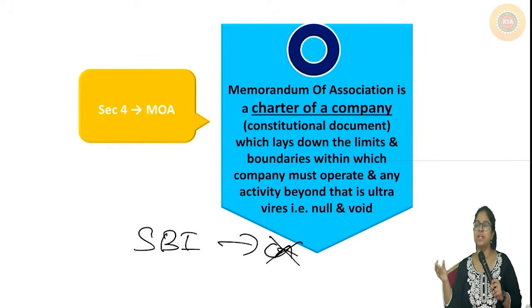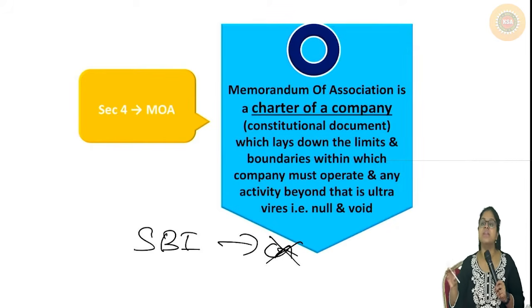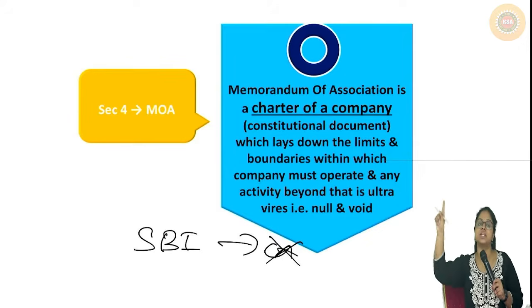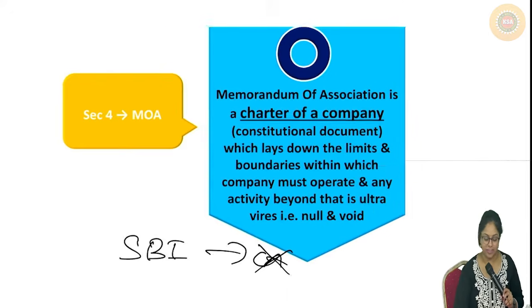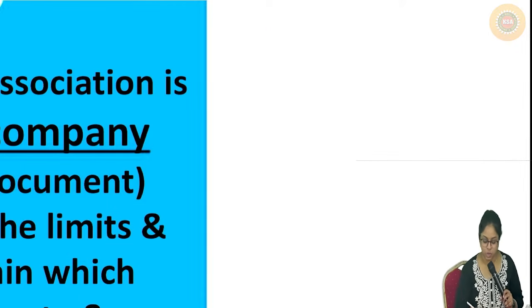Ultra vires is nothing but you are doing some activity which is not given in the memorandum. If you do such activity, is it valid or is it void? It is void. Now, what do you mean by void? I hope you have at least some basic understanding of the Indian Contract Act.